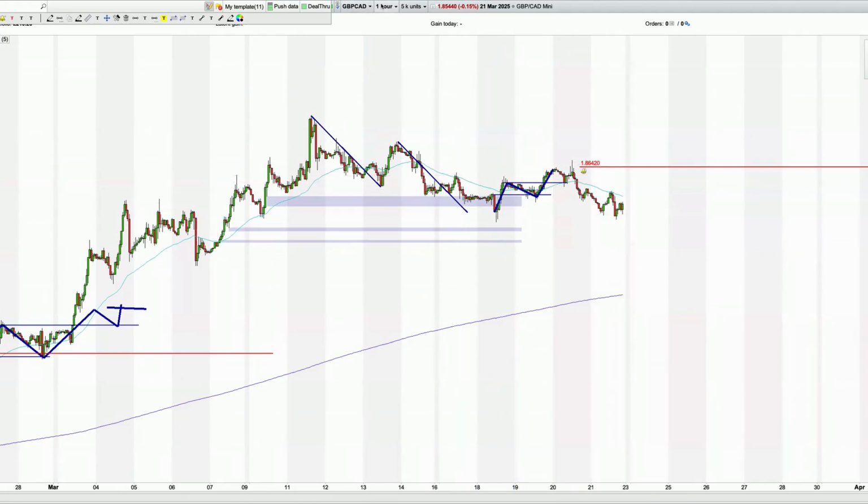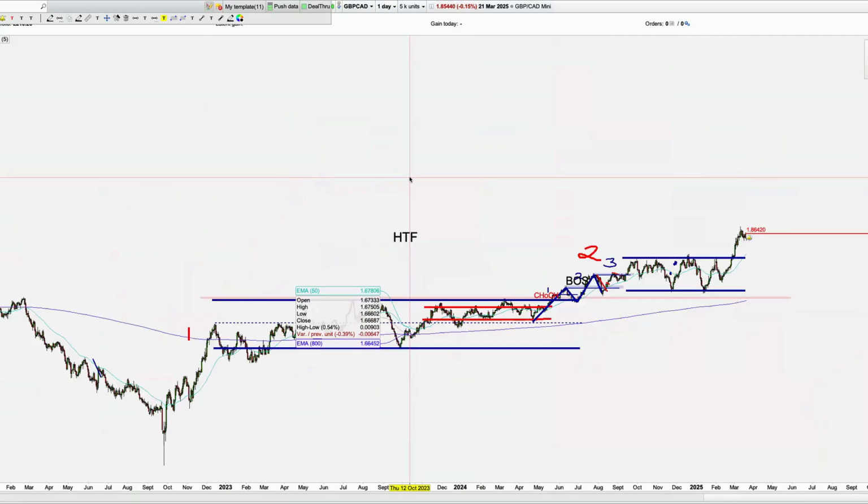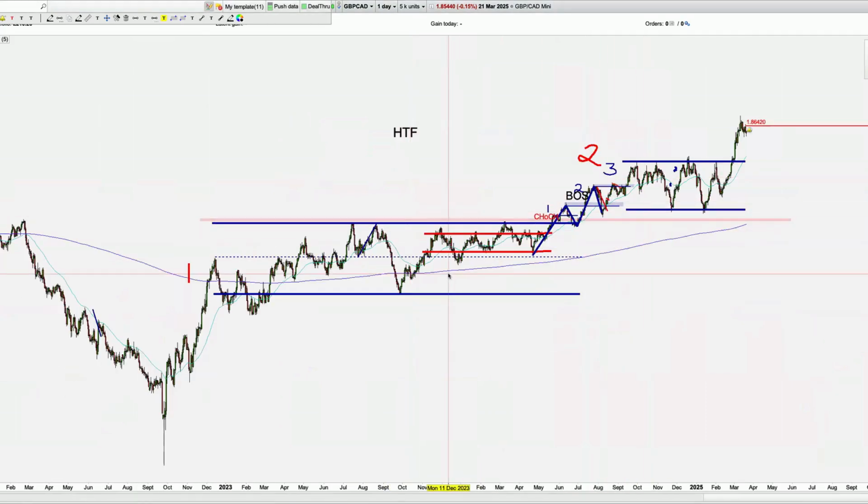Okay, GBP CAD, traded this as well. ABCD complete, retesting the ABCD. What have we got here? This is level two consolidation. Not always so easy to see, and we need a retest. So lots of CAD pairs need to retest.